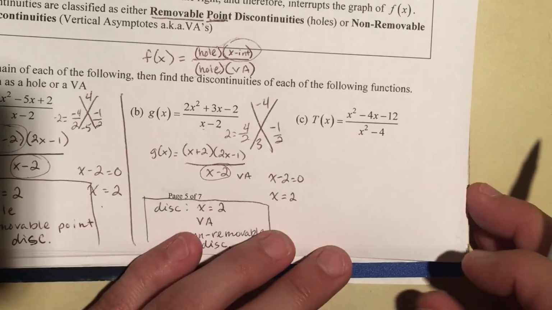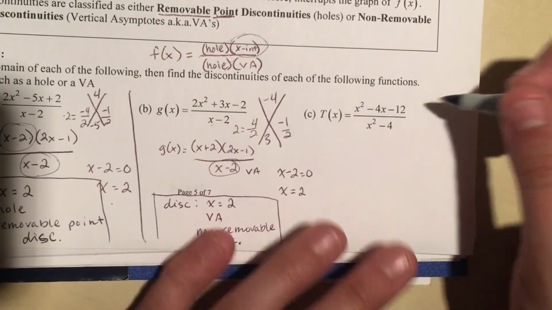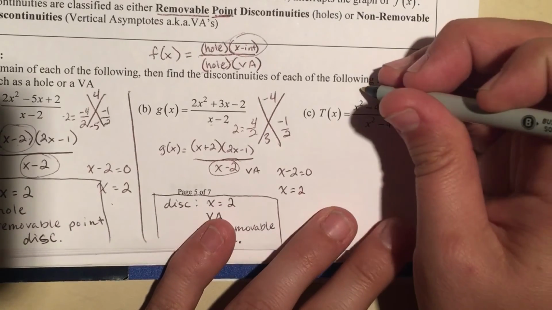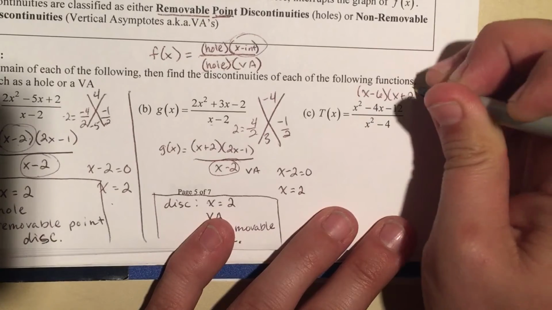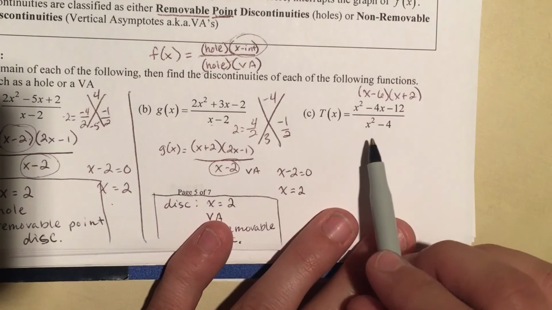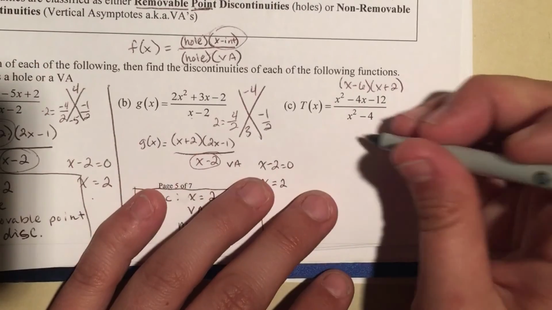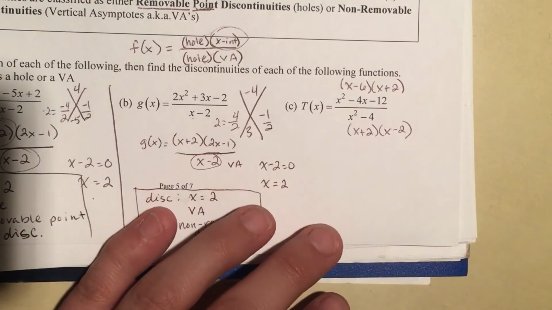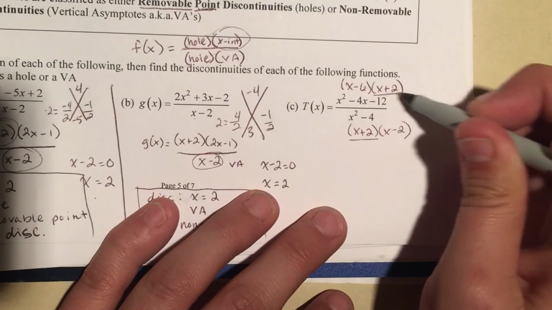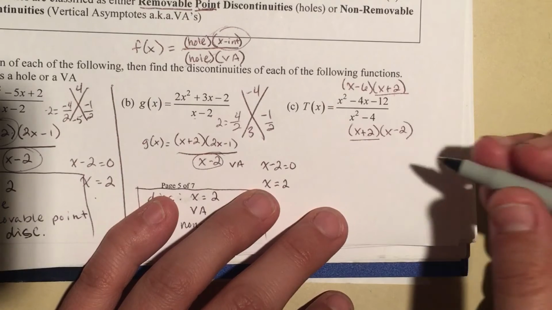Take a look at C. On letter C, we're going to factor the top. So I need things that multiply to -12 that add up to -4. So that's x minus 6 and x plus 2. Looking at the denominator is my difference of two squares pattern. So that's x plus 2, x minus 2. Okay, so if you notice the x plus 2's, I have one on the top and one on the bottom, so those would cancel. So that's a hole.